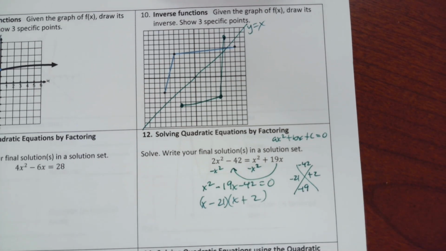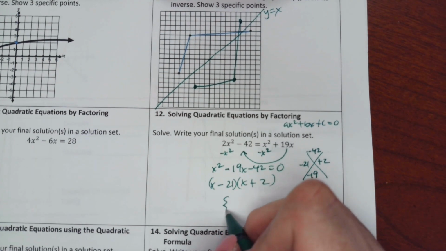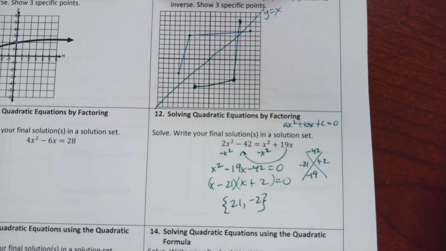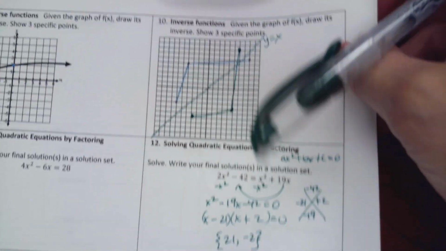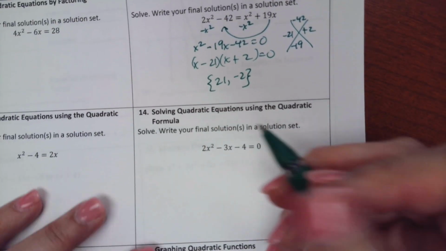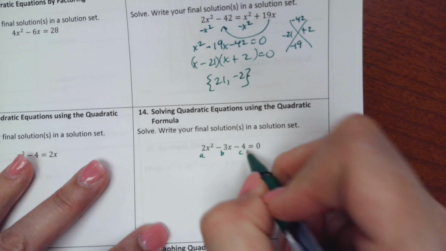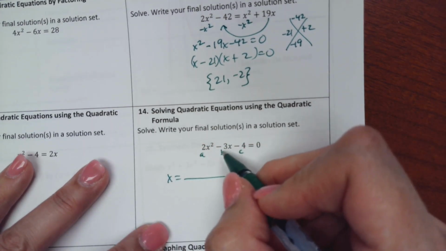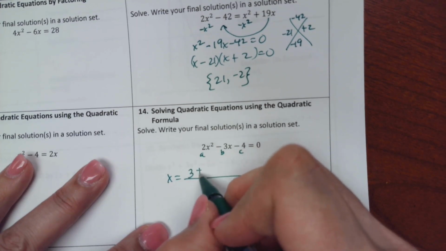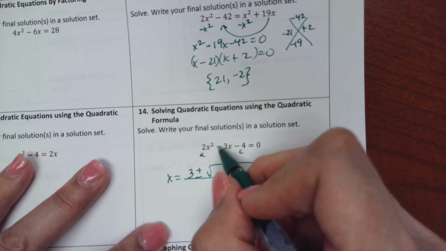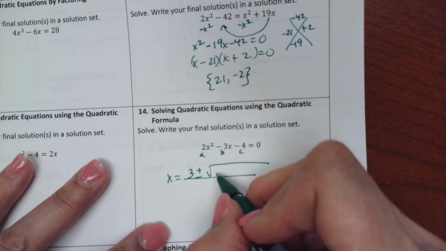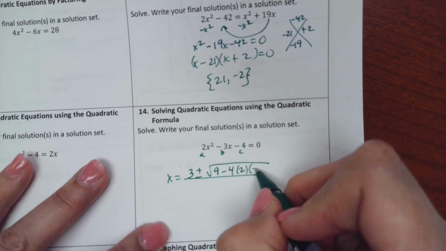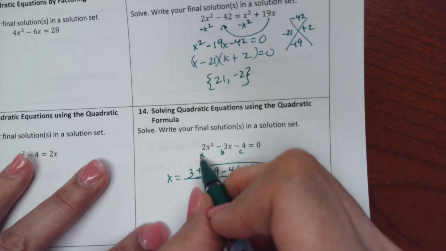There we go. So remember, I have to give my answers, because 1 is equal to 0 of 21 and negative 2. All right, solving using the quadratic formula. So here's my A, my B, and my C. So my quadratic formula says opposite of B. So opposite, so negative of negative 3 would be positive 3, plus or minus square root B squared. So when I square negative 3, I get 9 minus 4 times A, which is 2, and C, which is negative 4. All over 2 times 2.